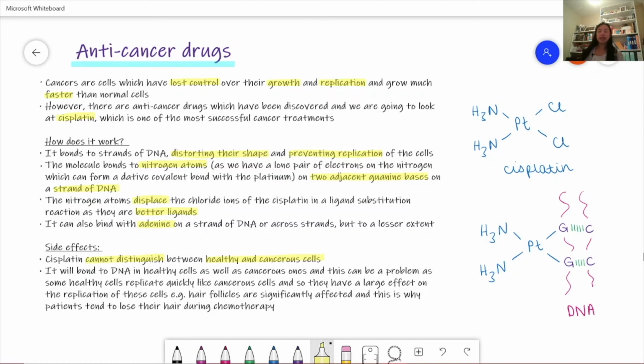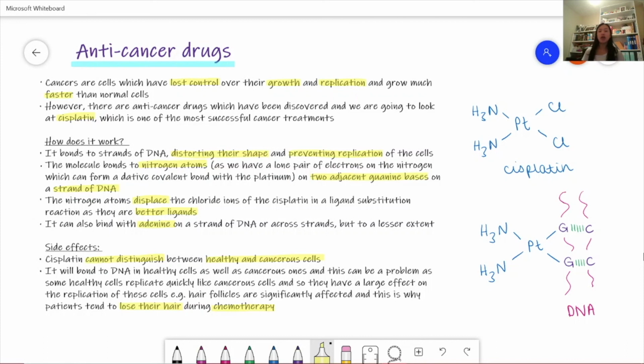And so, for example, hair follicles actually replicate really, really quickly. And so the cisplatin kind of thinks of it as a cancer cell. And so it bonds to these healthy cells, these healthy hair follicle cells. And that's why patients tend to lose their hair during chemotherapy, which is a form of cancer treatment. And this is because if we've bonded this cisplatin to these healthy hair follicle cells, then it prevents the replication of these cells. So basically we stop the replication of hair cells, of growing hair. And so that's why patients tend to lose their hair during chemotherapy.